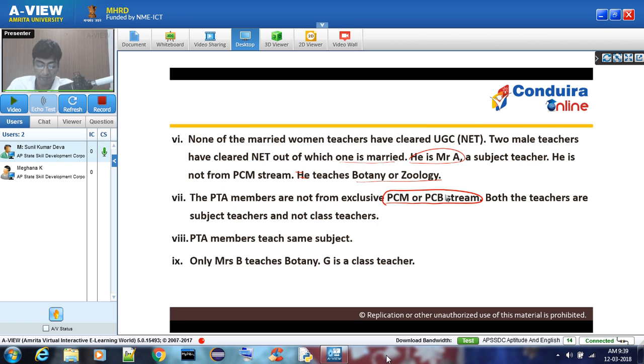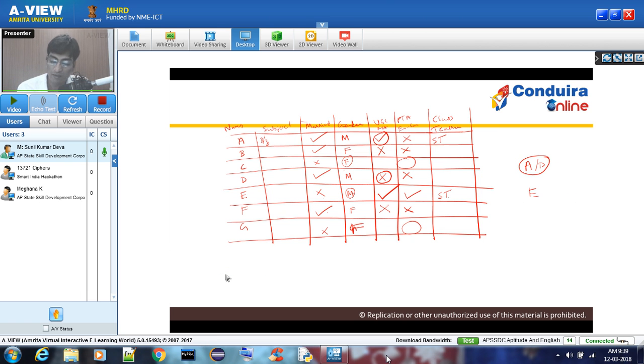PTA members teach the same subject. Brilliant. This for me is an important clue. But more than that, only Mrs. G teaches botany. Isn't that beautiful? Shall we go ahead and write it? Okay, B is botany.